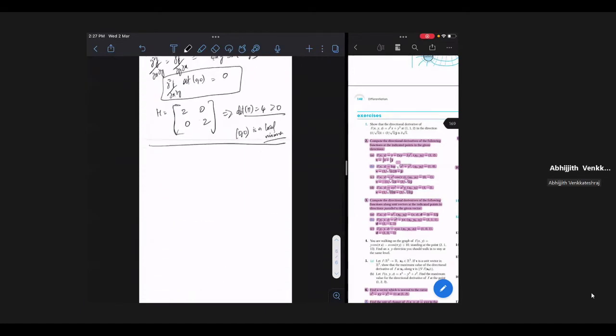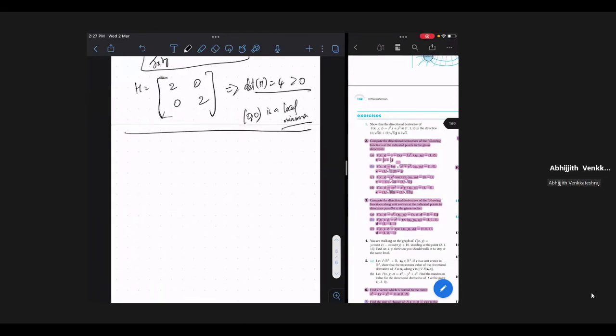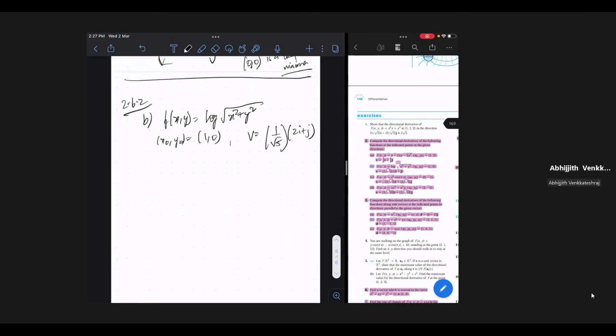Okay, this is 2.6.2, part B. So you have your f of x, y is log of root of x squared plus y squared. The point given to us, x naught, y naught, is (1, 0). And the vector given to us is 1 by root 5 times 2i plus j. So the derivative of a log function, how do you generally do it? d by du of log u is just 1 by u. In this case, I have my u as root of x squared plus y squared.